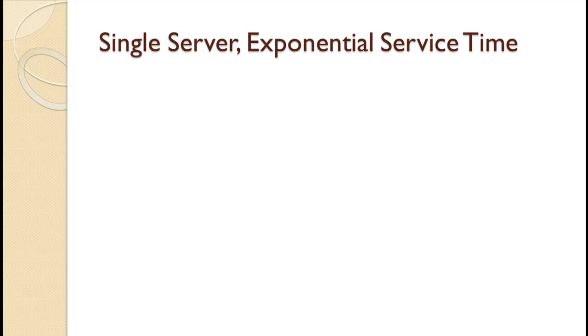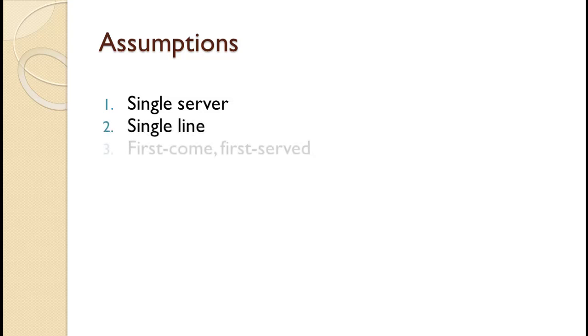In this tutorial, we will see the calculations for the simplest waiting line, a system with a single line and a single server. The assumptions for the single server exponential service time model are as follows. 1. There is a single server or a team that services a single customer at a time. 2. There is a single waiting line. 3. Customers are selected based on arrival time, with the first to arrive being the first to be served.